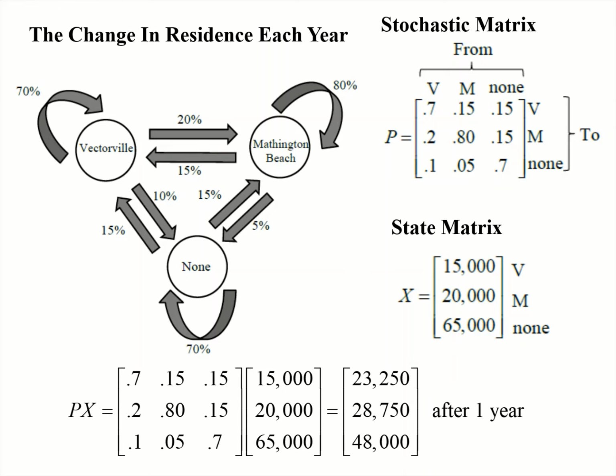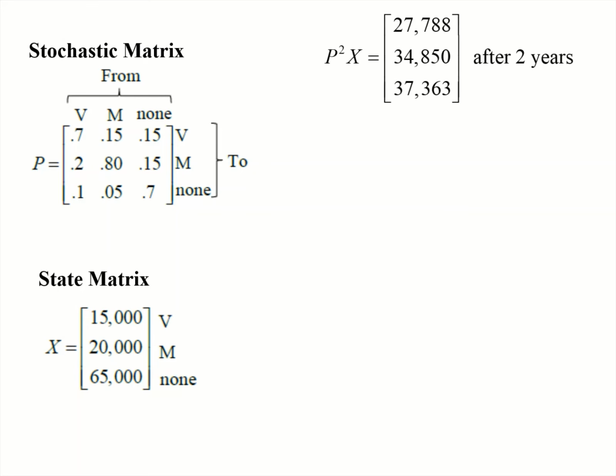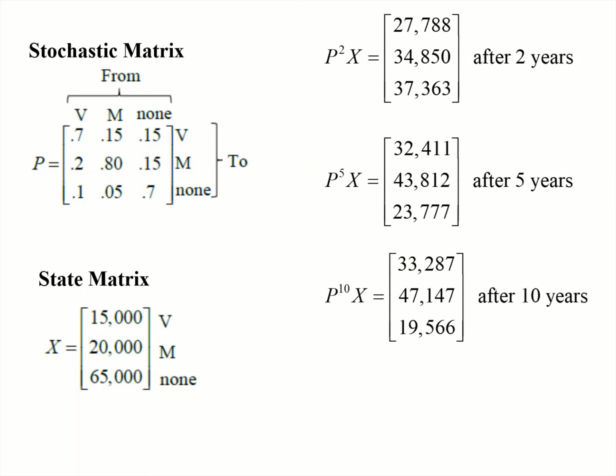Well, let's go to the next slide. So we have the stochastic matrix and the state matrix. And after 2 years, you can go P times X, and that gives you the projected population for that. 5 years would be P to the 5th. 10 years would be P to the 10th. And I believe we put up this when we were doing this, and that was the limit. Now, how did we get the limit? And that's what we're going to explore using eigenvalues and eigenvectors.